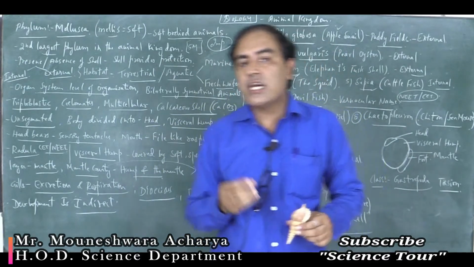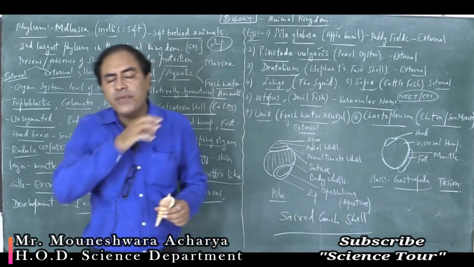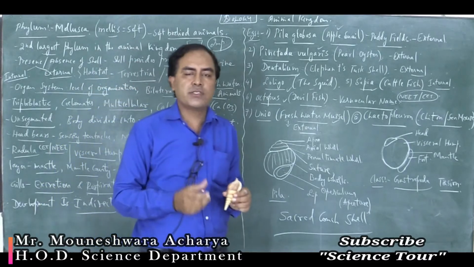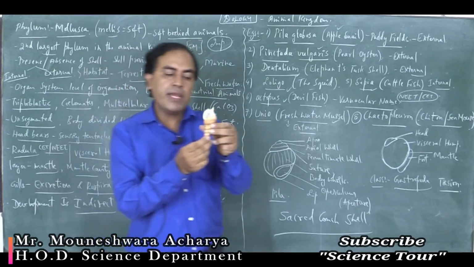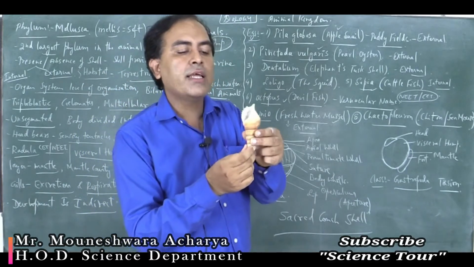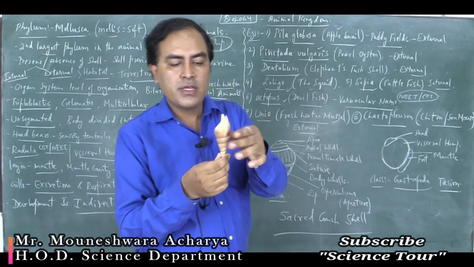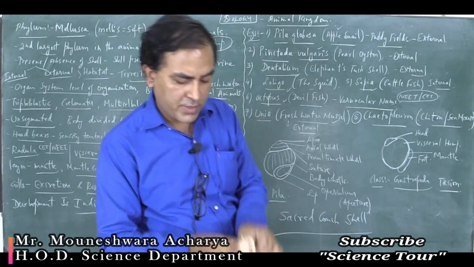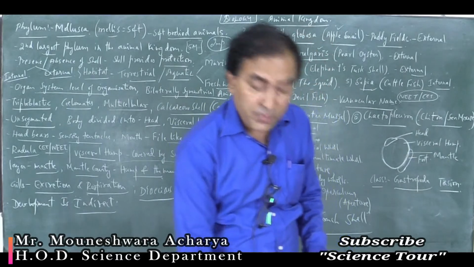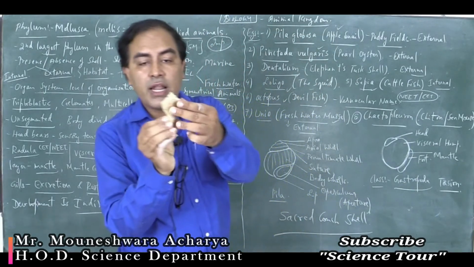So these shells are very beautiful and they appear in different colors, shape, size and form. They are in different forms. Very beautifully appear. They may be of a smaller size or maybe of a larger size.